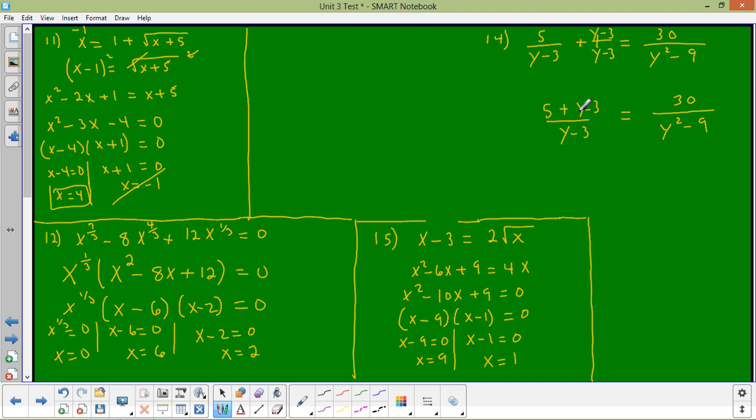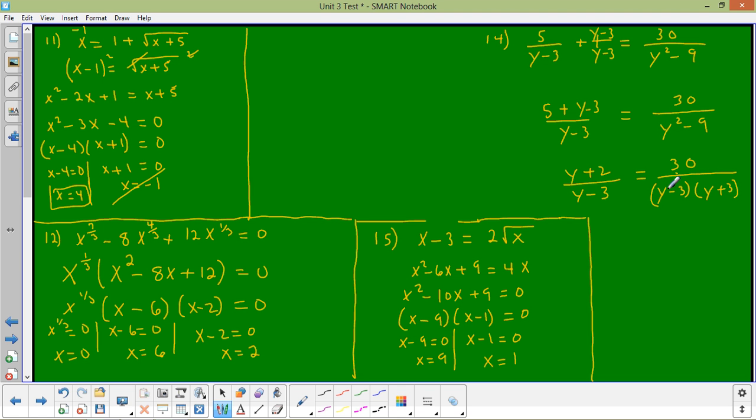And then when I combine those, 5 plus y minus 3 is going to turn out to be who? y plus 2, y minus 3, 30. Okay. Now, it can be an advantage here if you think to do something. You can make life a little bit simpler here if you see the structure. We actually have a proportion we could cross multiply if we wanted to.